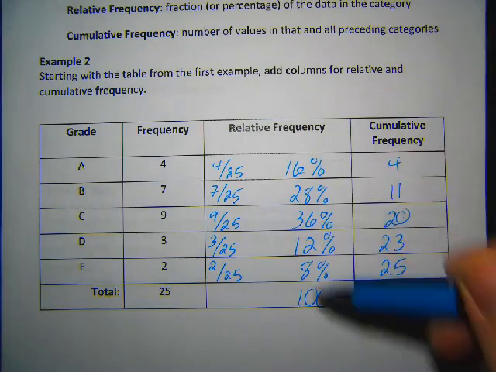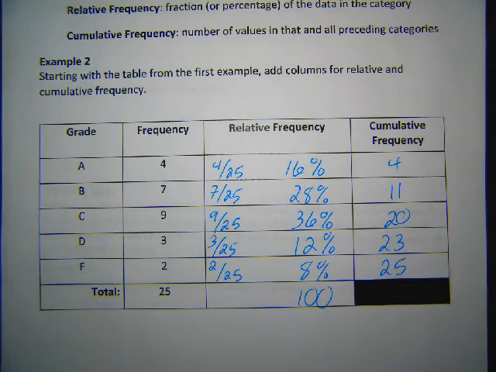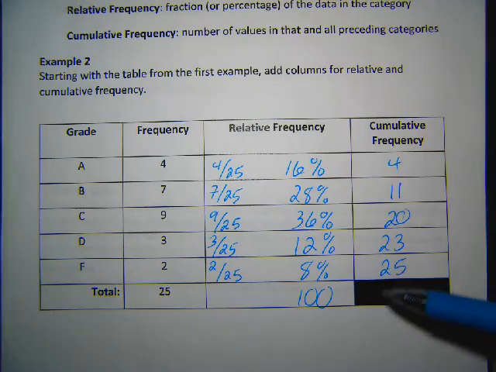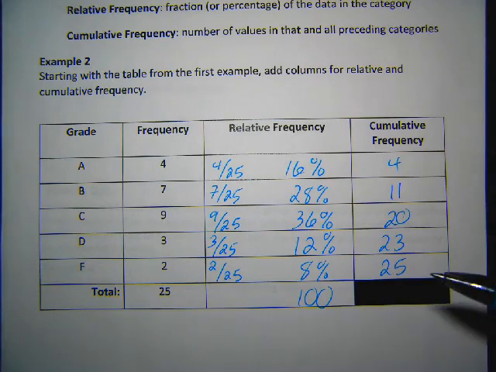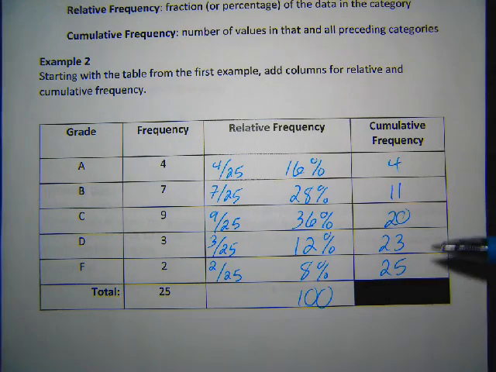So relative frequency, cumulative frequency, you can see how those are useful. Now we can look at that and say, well, the percentage of those failing is 8%, so less than 10%. The number of students that have a C or higher, well, that's 20. So with that data, we can answer that kind of question. Sometimes you don't want to know just the percentage in one category. You want to know the number of students that are passing or better than a C or things like that. So now we have all that information.